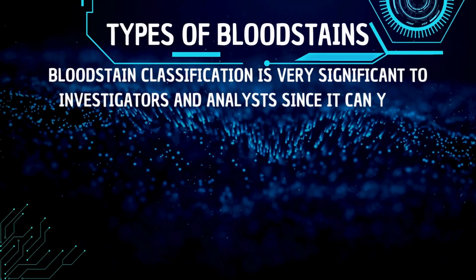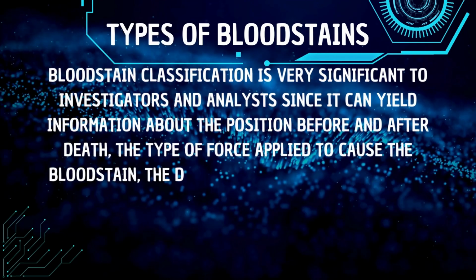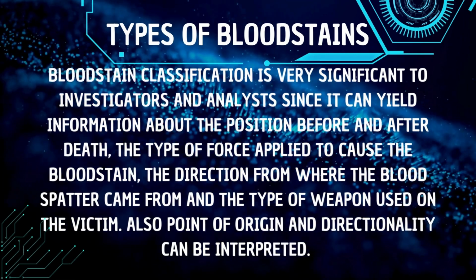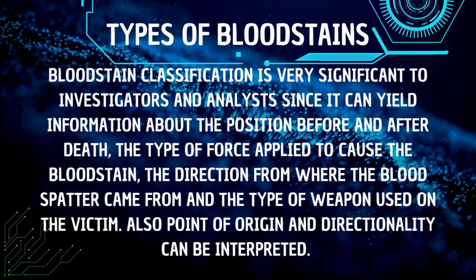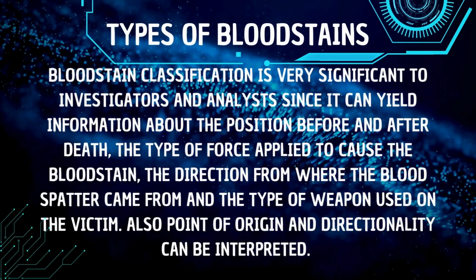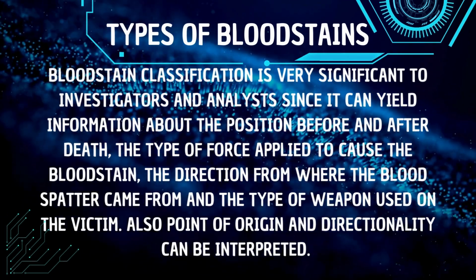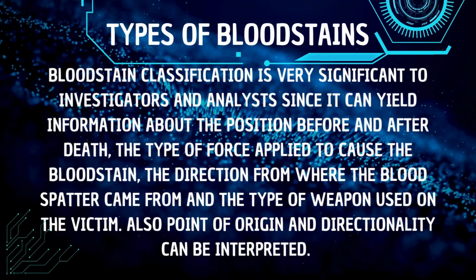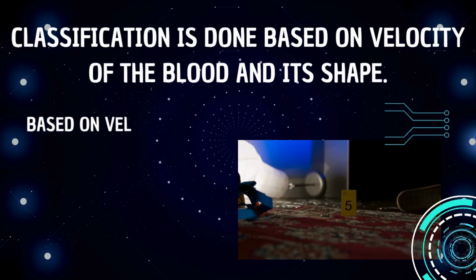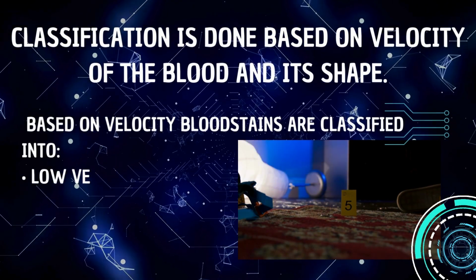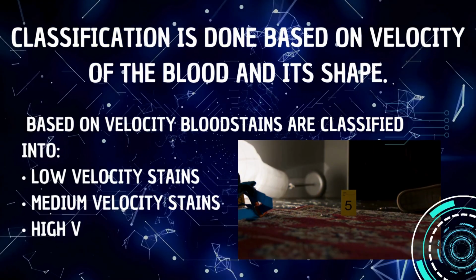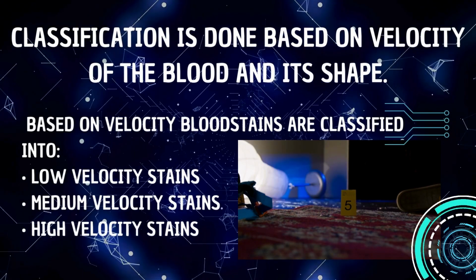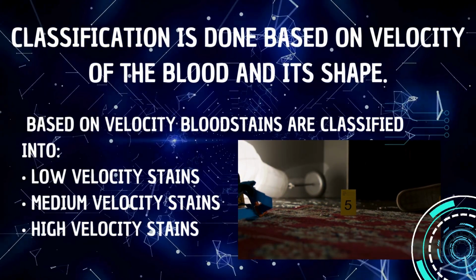Types of bloodstains. Bloodstain classification is very significant to investigators and analysts since it can yield information about the position before and after death, the type of force applied to cause the bloodstain, the direction from where the blood spatter came from, and the type of weapon used on the victim. Also, point of origin and directionality can be interpreted. Classification is done based on velocity of the blood and its shape. Based on velocity, bloodstains are classified into low-velocity stains, medium-velocity stains, and high-velocity stains.